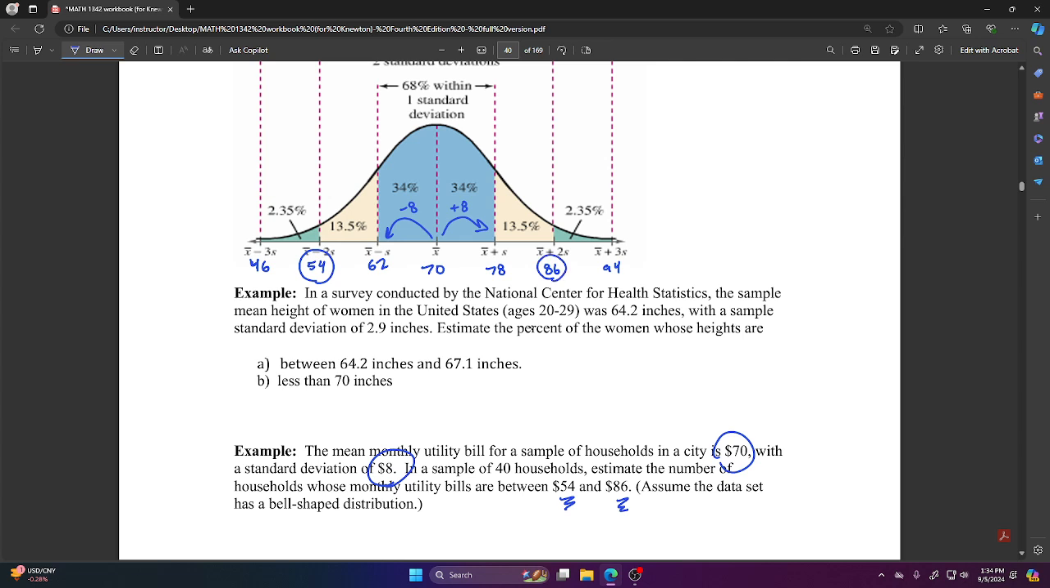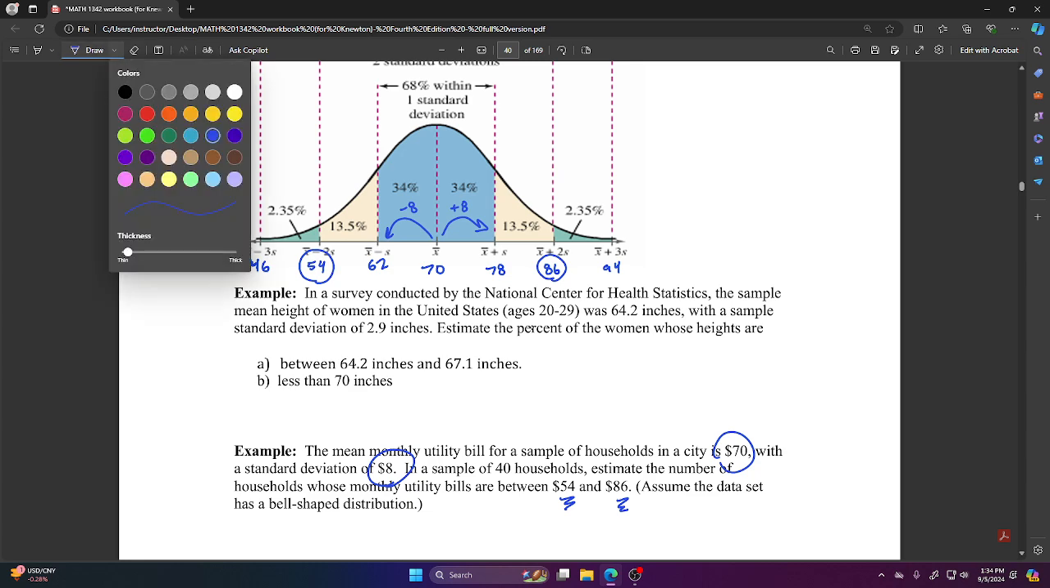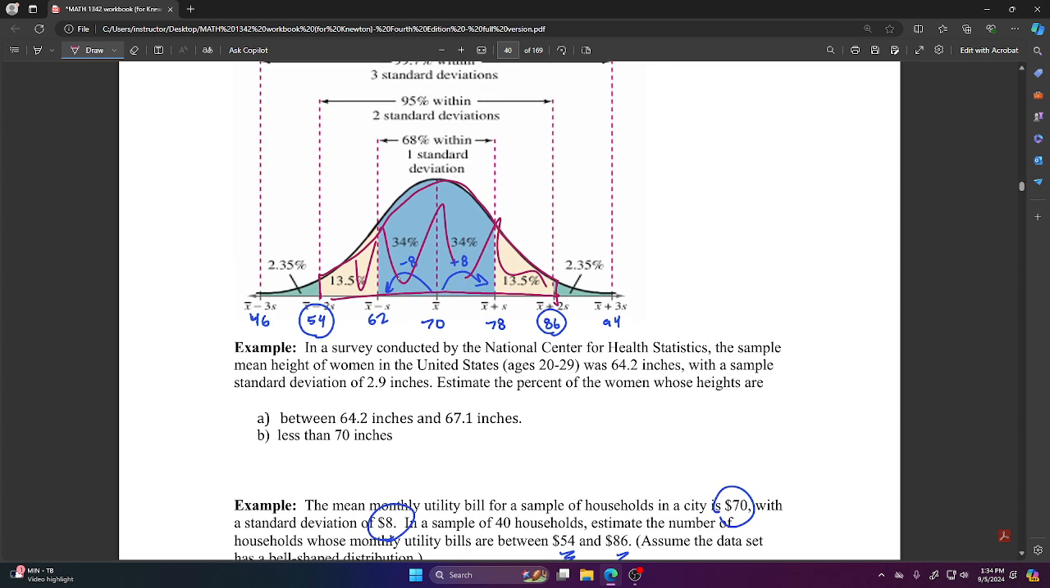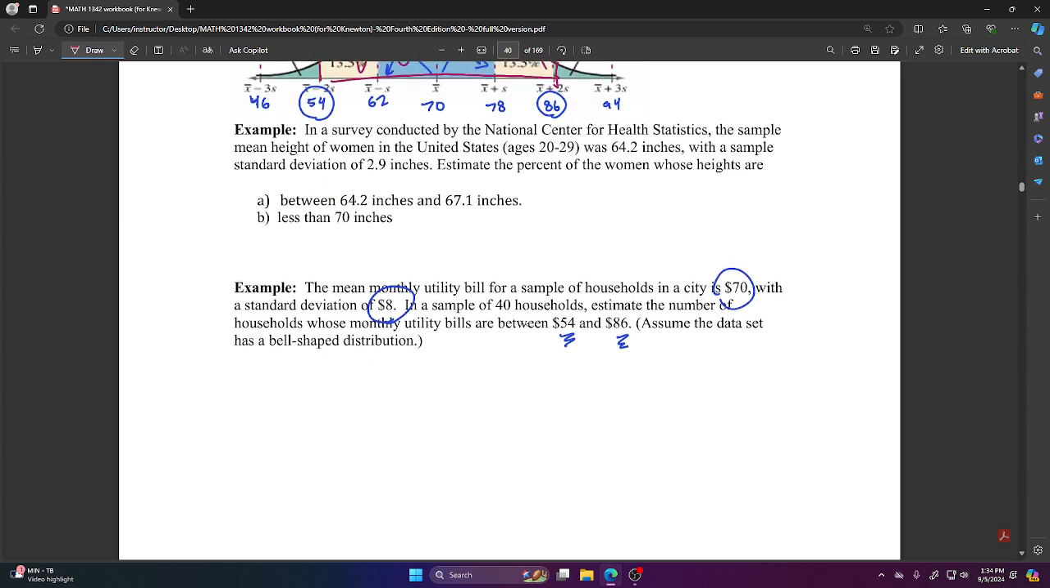And so I want to know the percentage between this. I want to know what is all of this percentage right here, add it all up. How do we add all that stuff up? What would be the answer basically? 95 right there, right? It's already kind of at the top. But you could, if you really wanted to, add 13.5 plus the 34 plus the 34 plus the 13.5. Guess what? 95. So there we go. 95%.